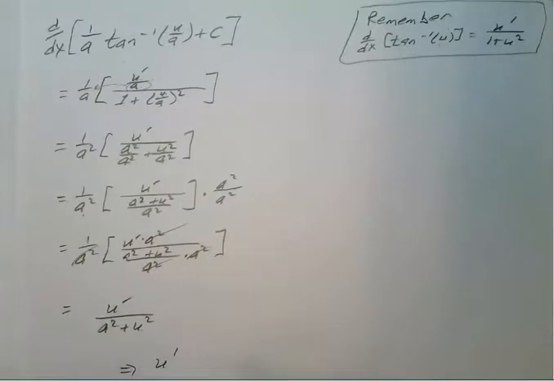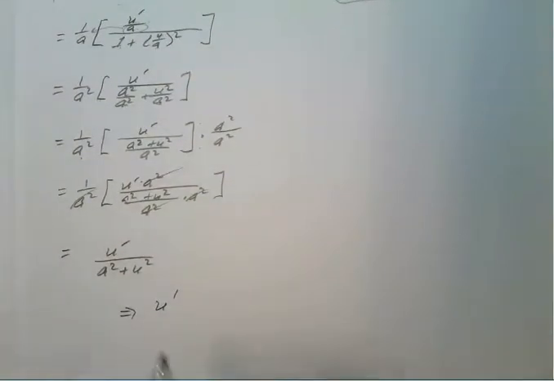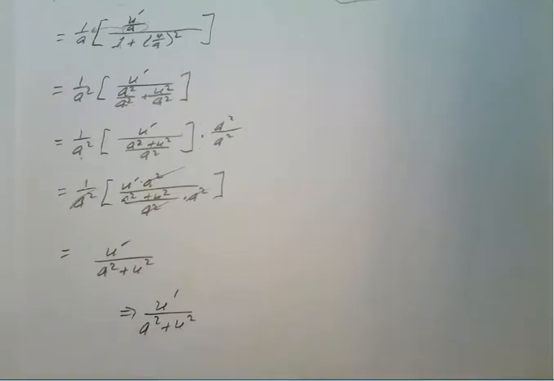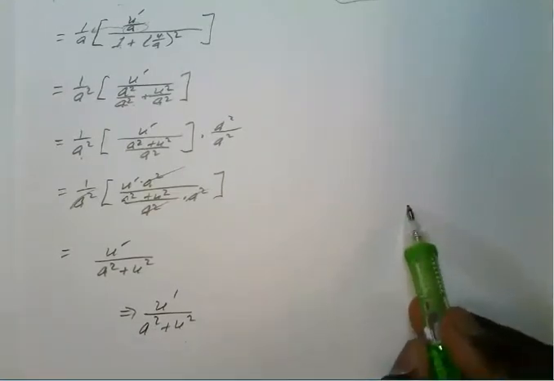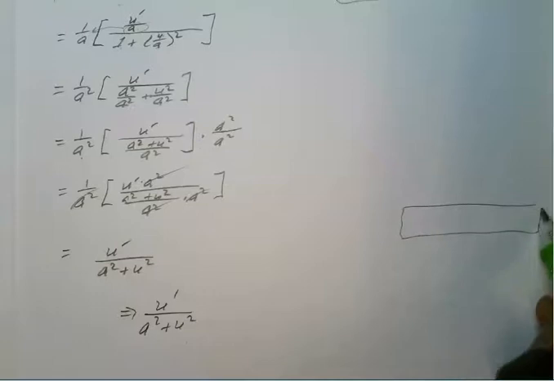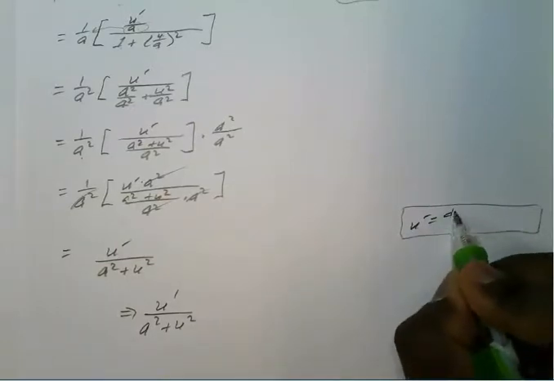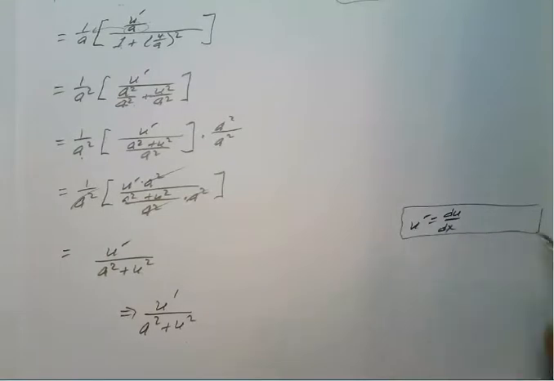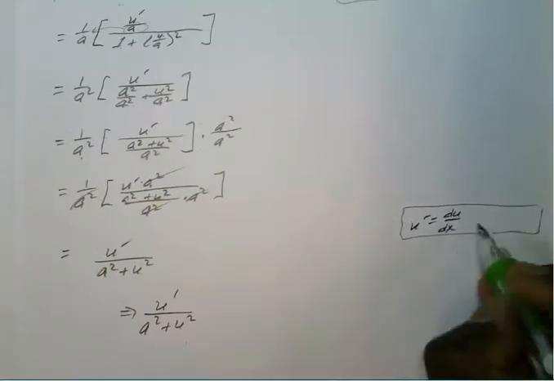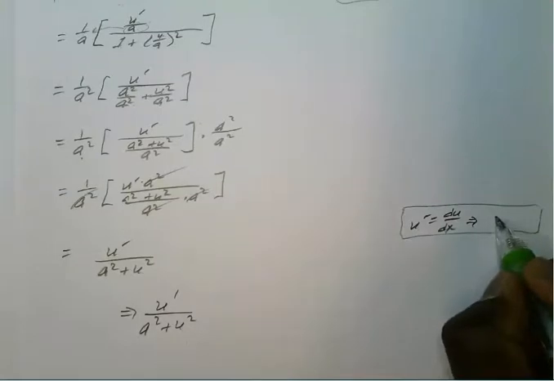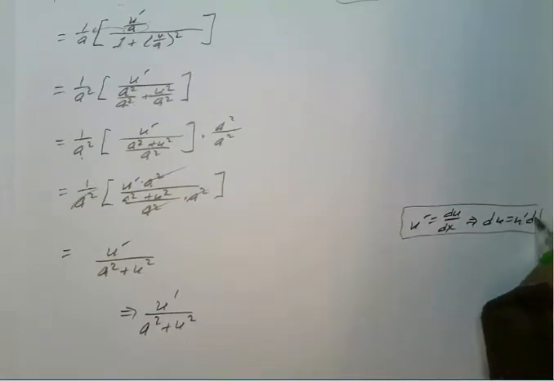Okay, so u prime over a squared plus u squared. Now, if you remember, u prime is equal to the derivative of u with respect to x. So if we solve for du by multiplying both sides by dx, we have du is equal to u prime dx.